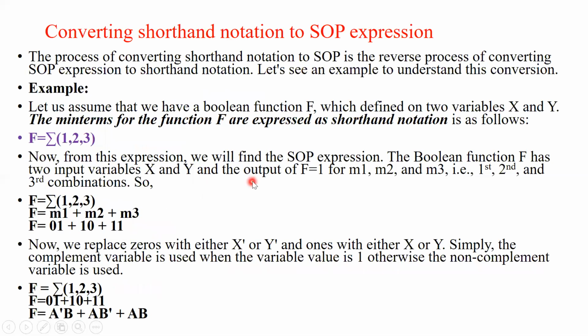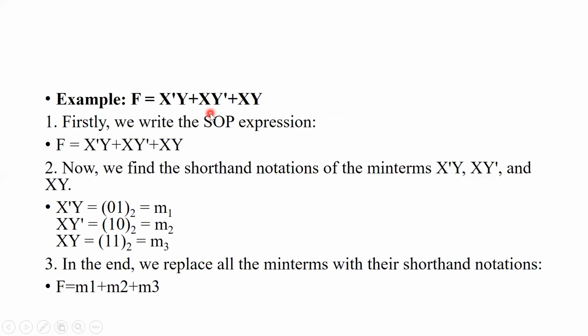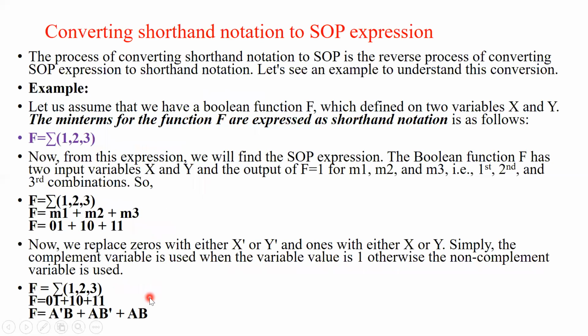The last part of today: converting the shorthand notation. This was expression to shorthand notation. Now I have the shorthand notation and I will convert it to an SOP expression. So the other way around. Write down the heading: convert shorthand notation to expression. Suppose they give you m1, m2, m3. What will be the Boolean expression for that?